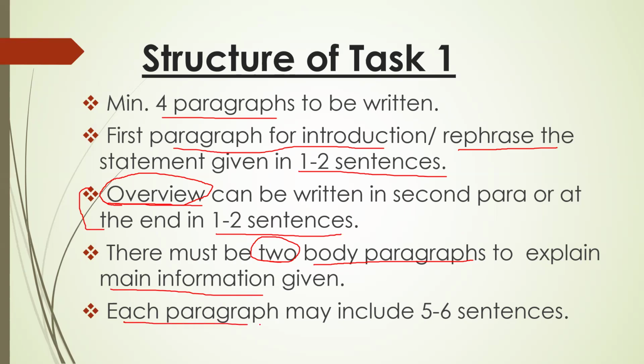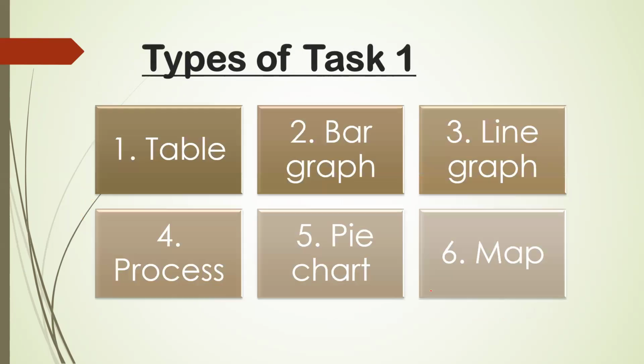And each paragraph may include 5 to 6 sentences, depending upon the length and depending upon the explanation, right? Next is types of task one. So whenever you appear for the IELTS test, you will face 6 types of tasks, right? So you will get any one type of them in the examination.